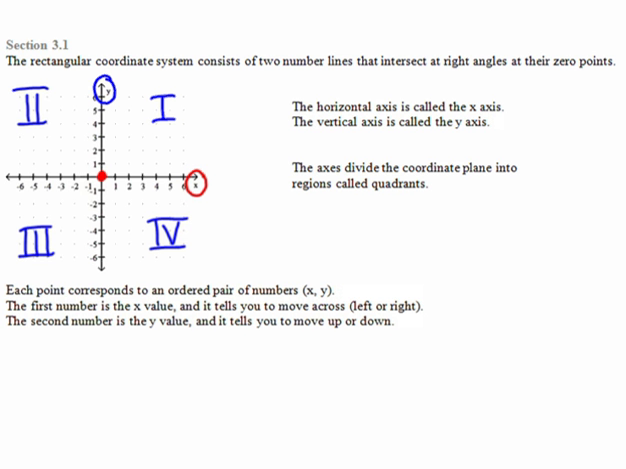Each point on a graph corresponds to an ordered pair of numbers, x, y. The first number is called the x value, and it tells you to move across, and the second number is the y value, and it tells you to move up and down. So it will always come x first and then y, and x is always the across number, and y is always the up or down number.